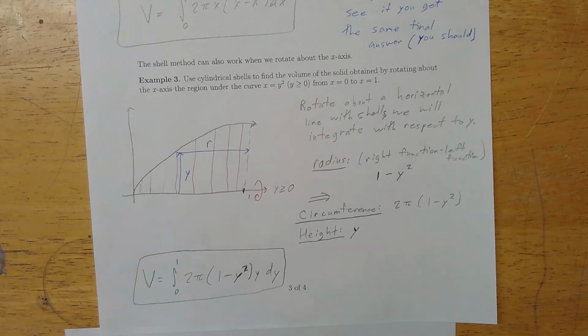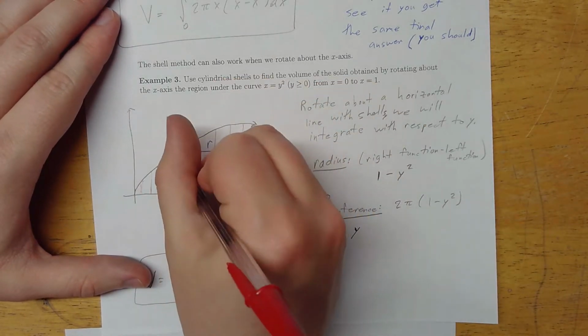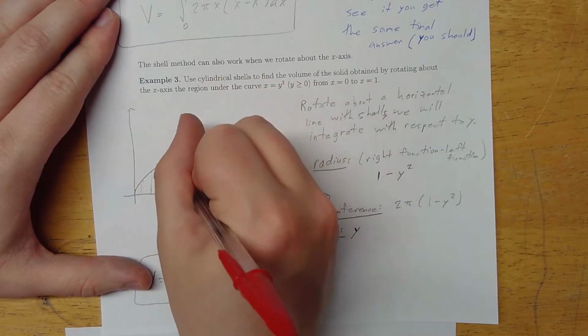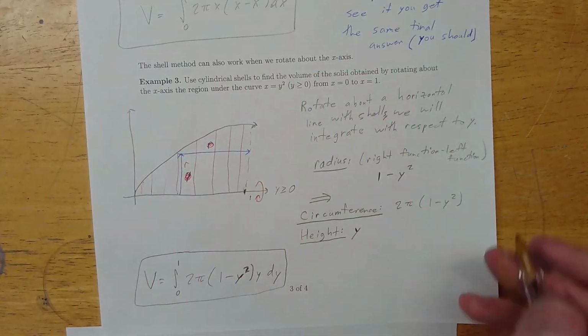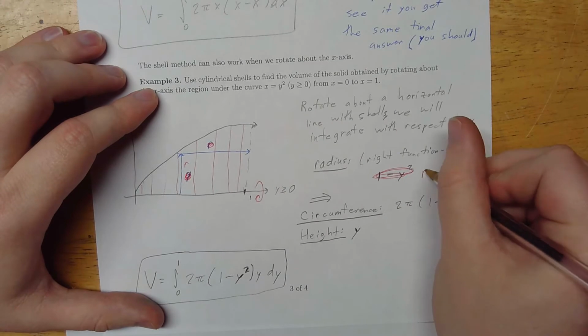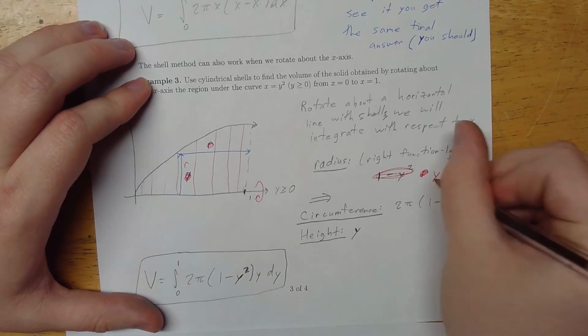I don't know where I cut off last, but I also realized partway through that I made a mistake. So let's fix that mistake. Say we wanted to look at this here. The radius actually is going to be, I have the radius and the height here flipped. So the radius should actually be equal to y.